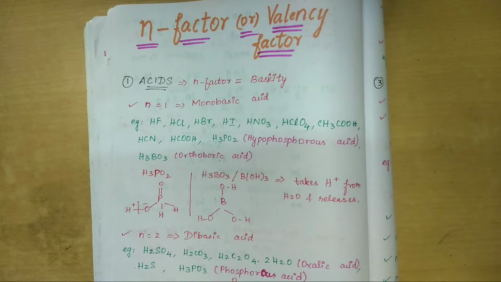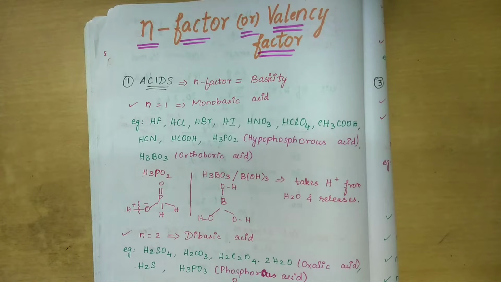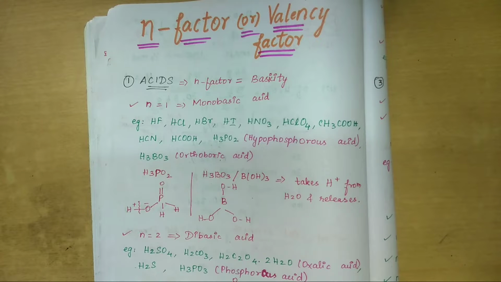In this video, we are going to see about the N factor or valency factor and how to find it. Okay, let's get started. First is for acids. For acids, the N factor means basicity. What is meant by basicity for an acid? The number of H plus ions which can be released by a molecule is called basicity.